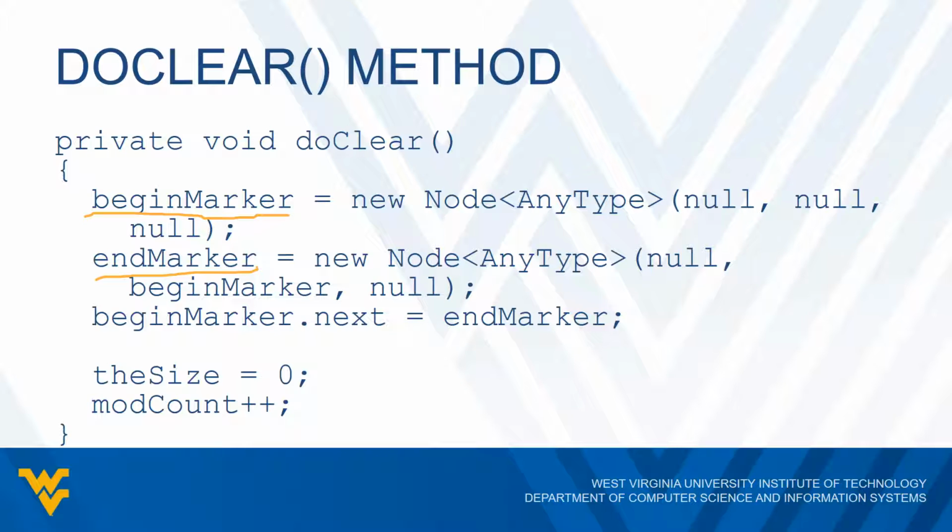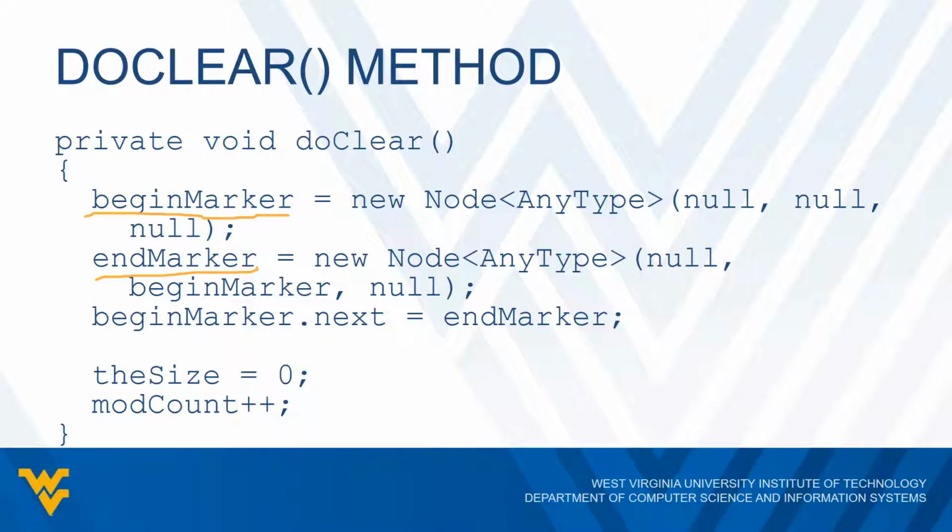So we're creating new nodes, and then we see in the constructor portion of it, or the parameters of what we're passing here, begin marker is just completely blank because there aren't any other nodes. With the end marker, we're noting that the previous node to end marker is begin marker, and then the next line is where we set begin marker dot next to the end marker. So that way we can have begin marker go to end marker.